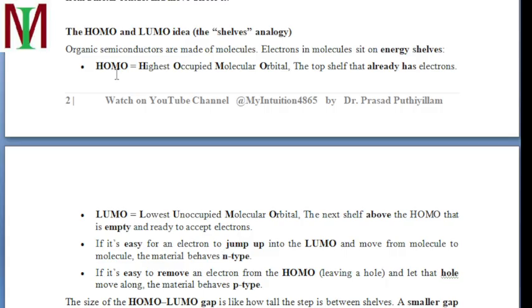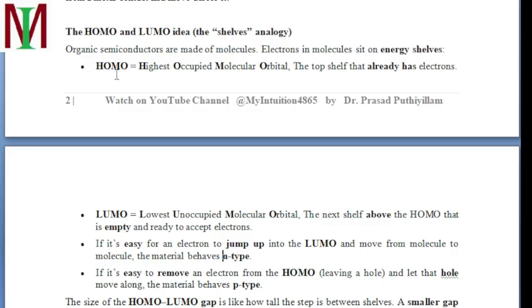Okay, this is about molecules. Let me tell about atoms first. We know atoms have a positive charge center, the nucleus, and the electrons are revolving around that positive charge center in different layers. So different layers are there. The electrons at the topmost layer are always free to move or free to react.